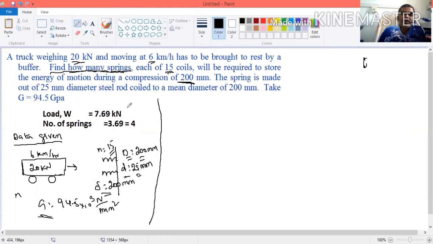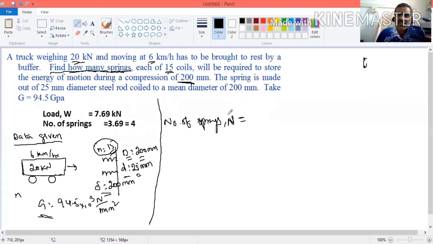Now, how to find the number of springs? The number of coils we are taking as small n. The number of springs I am taking as capital N.